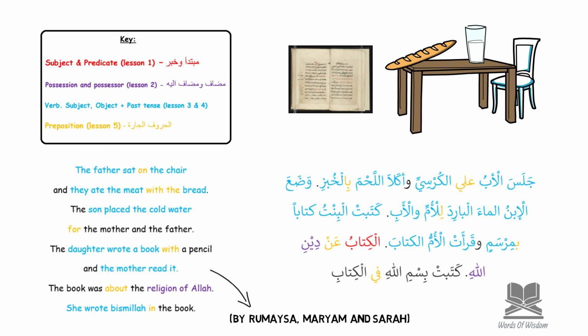It then says, the book was about the religion of Allah. So, al-kitabu, the book, was about, one of our recent prepositions, an, was about deenillah. So here deen is your mudaf, and the word Allah is mudaf ilayh. So this is a reference to lesson number 2, an dinillahi. The book was about dinillahi. She wrote Bismillah. Katabat, she wrote Bismillahi, in fi al-kitabi. Fil kitabi, she wrote Bismillah in the book.